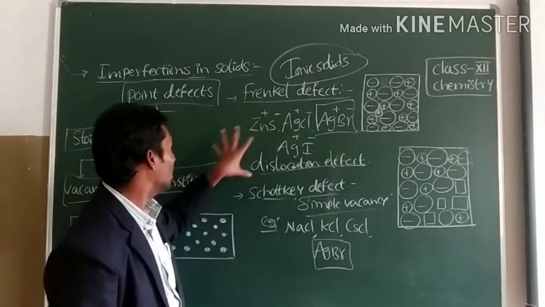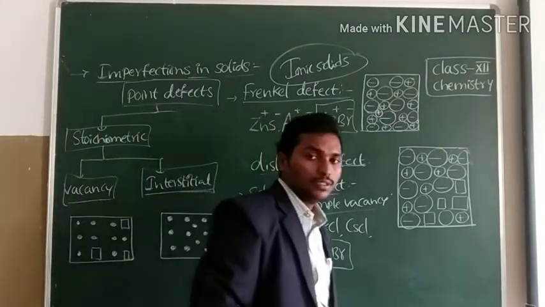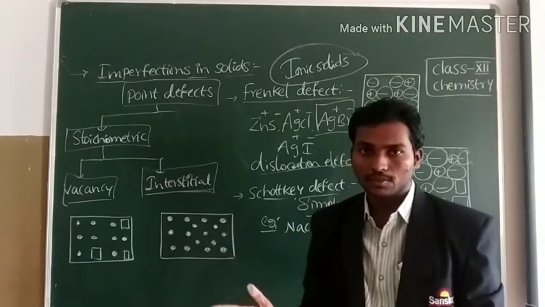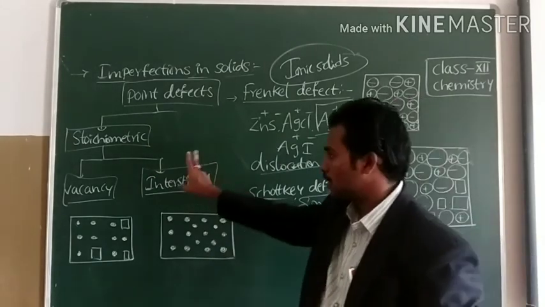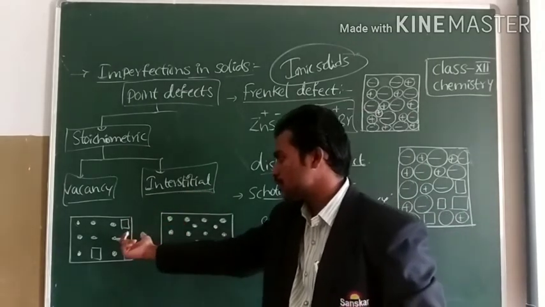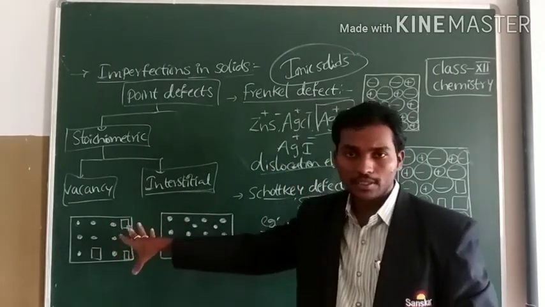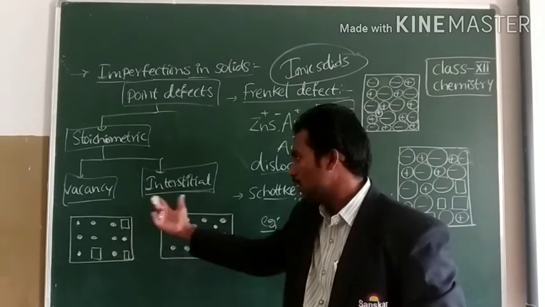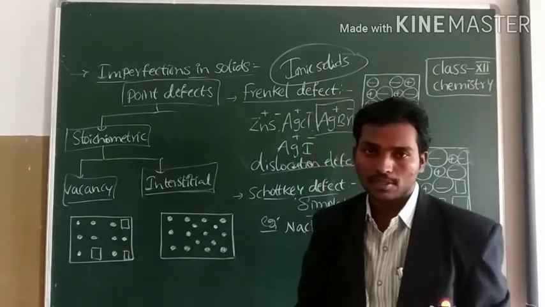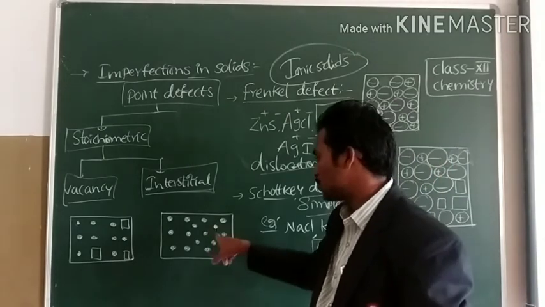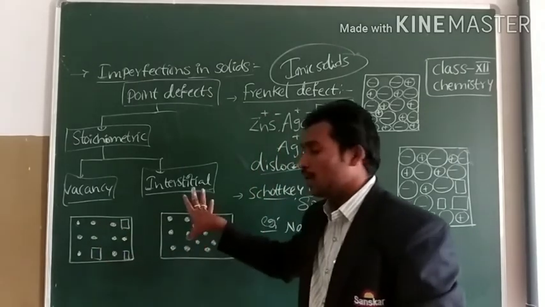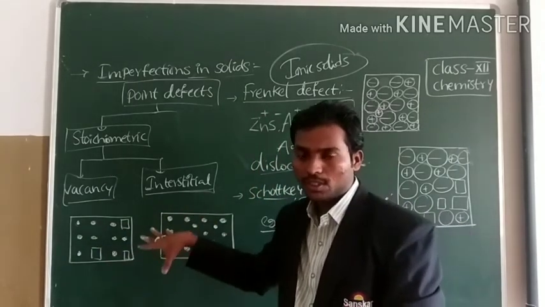This is called stoichiometric defect, children. Stoichiometric defects do not disturb the stoichiometry of the crystalline solids. They are broadly classified into vacancy defects and interstitial defects. Vacancy defect is caused when lattice points are vacant. Interstitial defect means when extra or additional atoms are present at interstitial positions. This is only applicable to non-ionic solids.